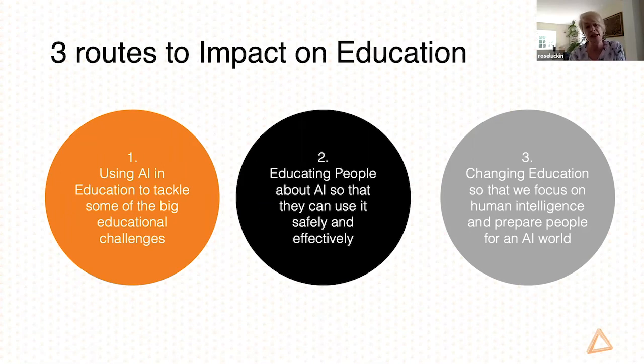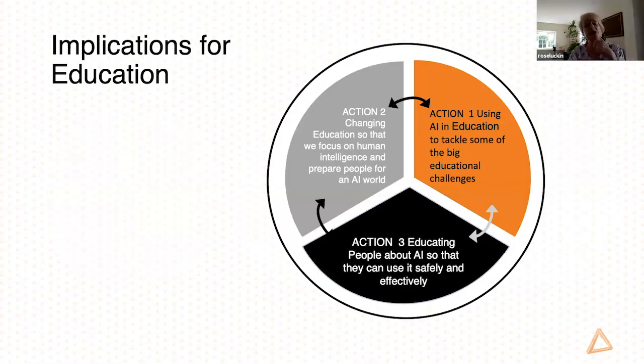There's also the way that we need to educate people about AI so that they can use it safely and effectively. And there's also the way that we need to think about the implications of AI more generally in the world for the way that we educate people, and particularly for the way that we need to focus on those rich elements of human intelligence that we can't automate. And these aren't mutually exclusive implications. They're highly connected. If we do better in one, we'll probably improve in the others, and we need to improve and link, improve and link.